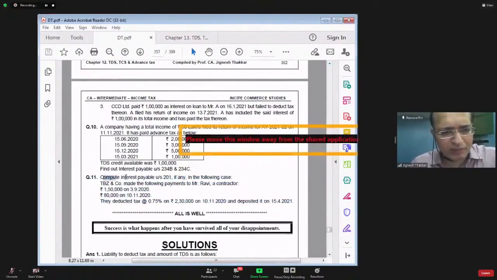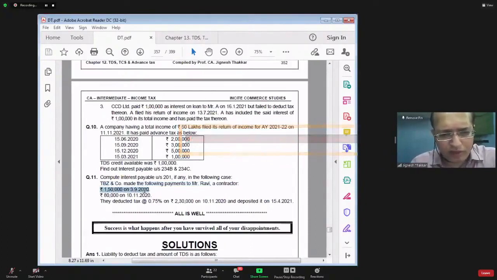Question number 11 says compute the interest in section 201, if any, in the following case. TBZ and company made the following payments to Mr. Ravi, a contractor.